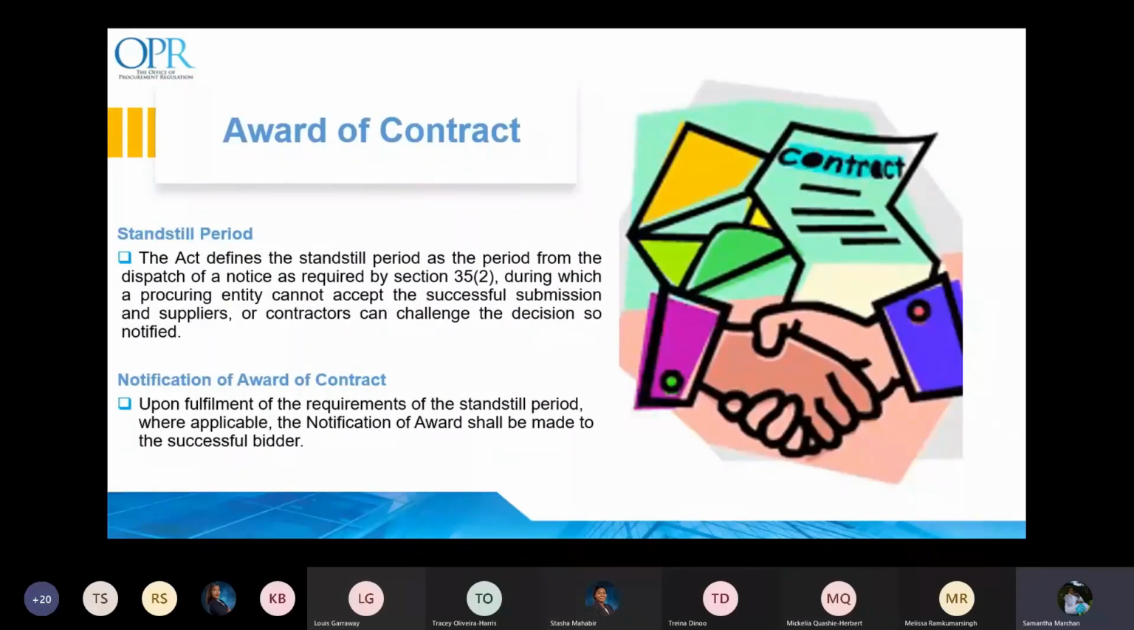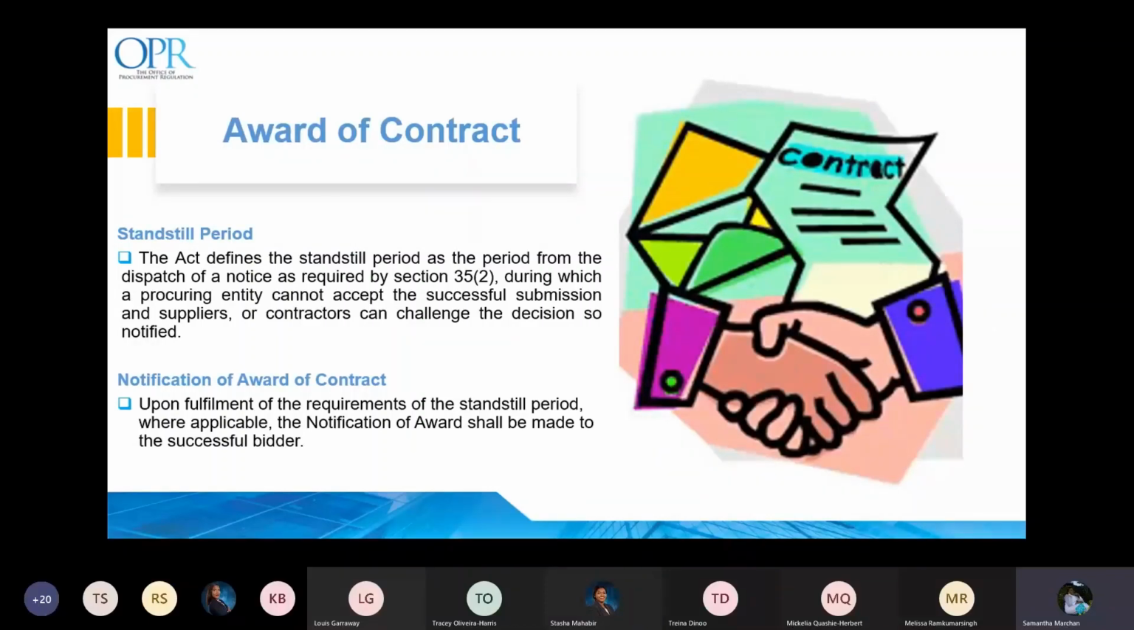So we now turn to the award of contract. Firstly, let's discuss the standstill period. If a standstill period was specified in the solicitation document, the named procurement officer shall ensure that the period is observed in accordance with the guidance provided in the General Guidelines Standstill Period, which can be accessed on the OPR's website under the Resource Center.